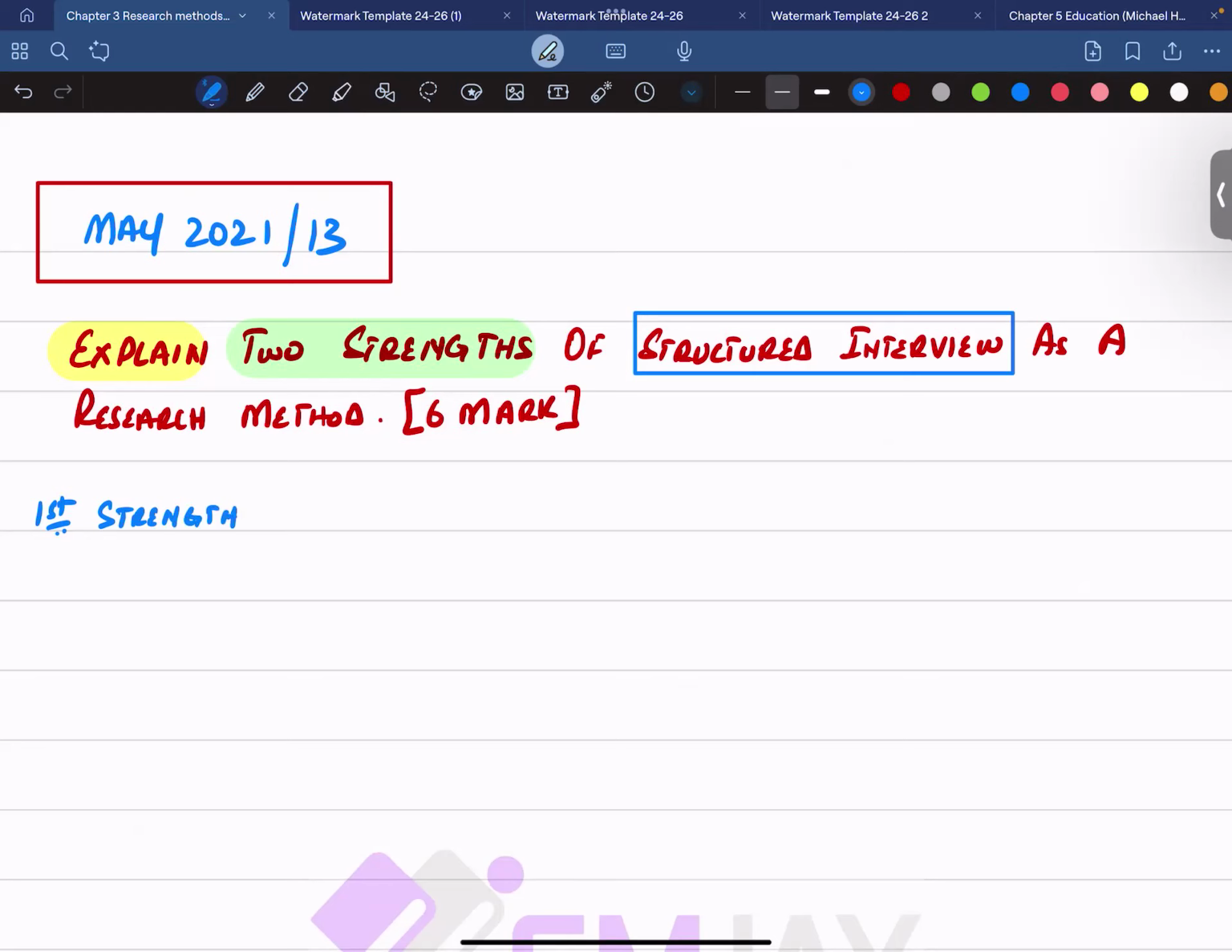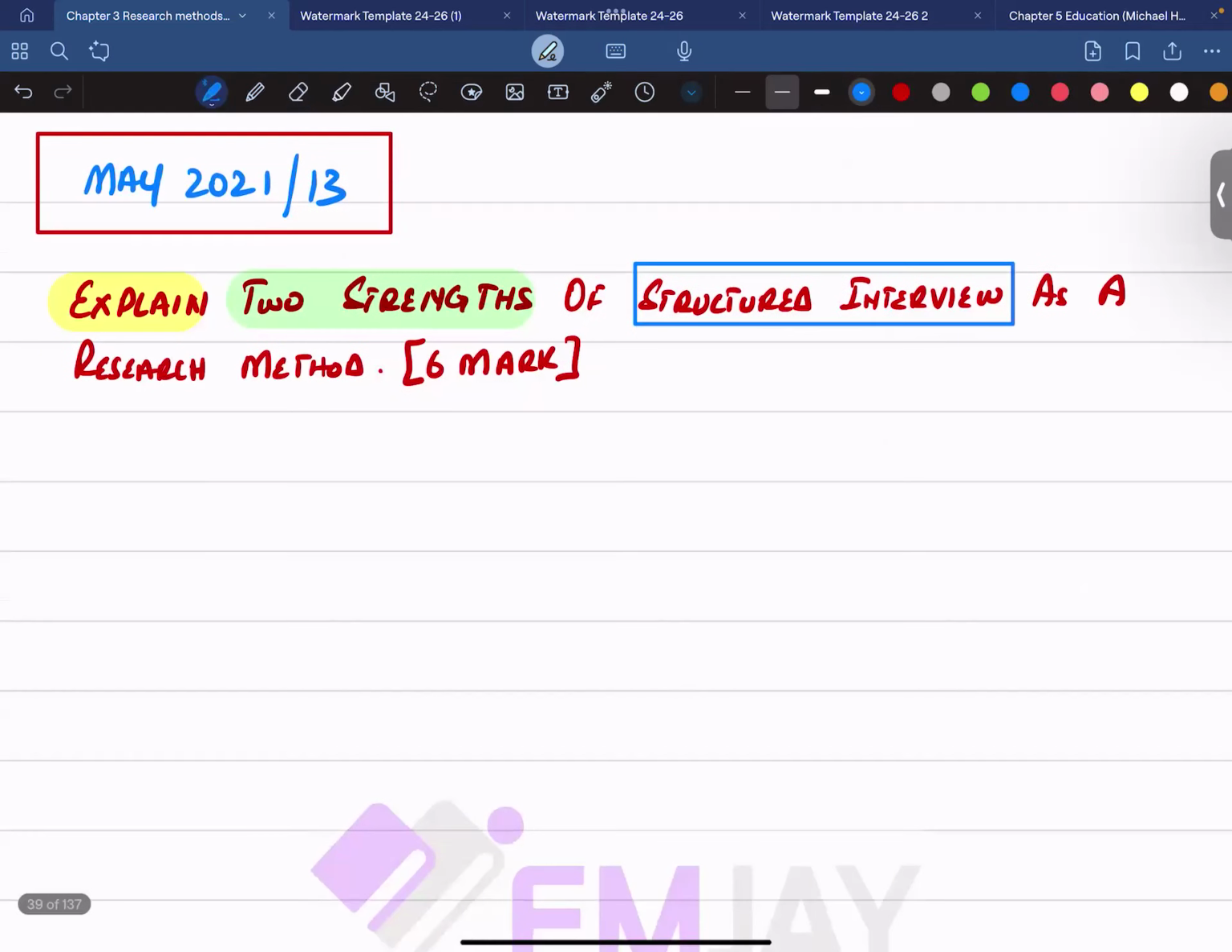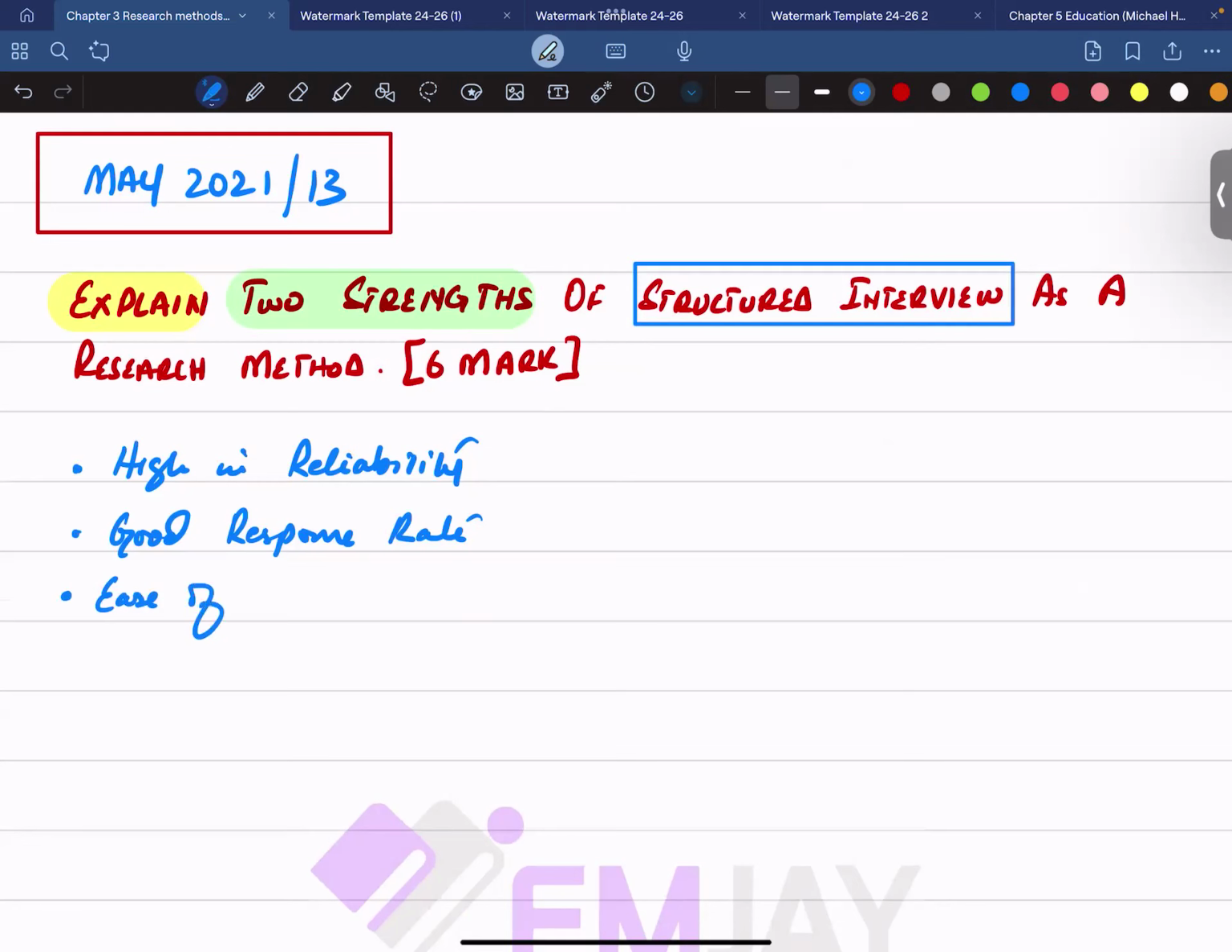I mean, before that, let's discuss the possible points that could be used, picking them from the marking scheme. The first strength you could use over here is high in reliability. Another point could be it has a good response rate. Of course, if you're comparing them with semi-structured and unstructured interviews, because they take a lot of time. Number three, the ease of codifying answers and creating statistical data.